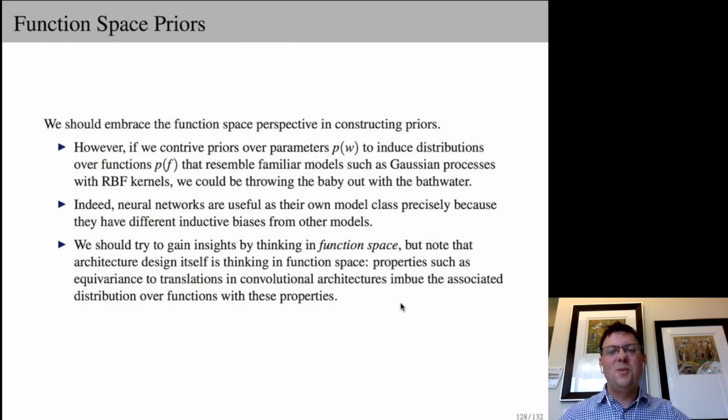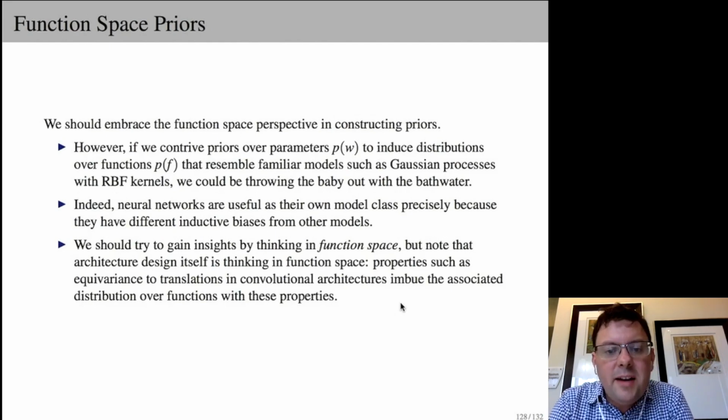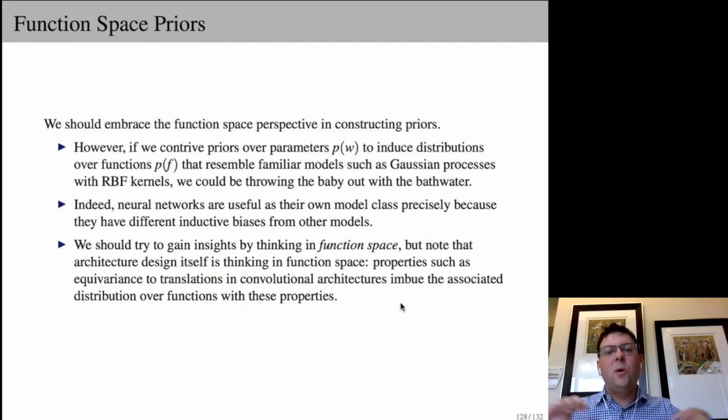Indeed, neural nets are useful as their own model class precisely because they have different inductive biases from other models. We already have Gaussian processes with RBF kernels. And we can try to gain insights in thinking in function space, but this is, in a sense, what we're already doing when we're doing architecture design. That's thinking in function space, trying to encode properties such as translation equivariance, rotation equivariance, color and scale invariance, and other interesting properties that would induce a compelling similarity metric across our data instances. And so these properties really imbue the associated distribution over functions with desirable properties for generalization. And really all of the heavy lifting for the prior over functions that we get is from the architecture.